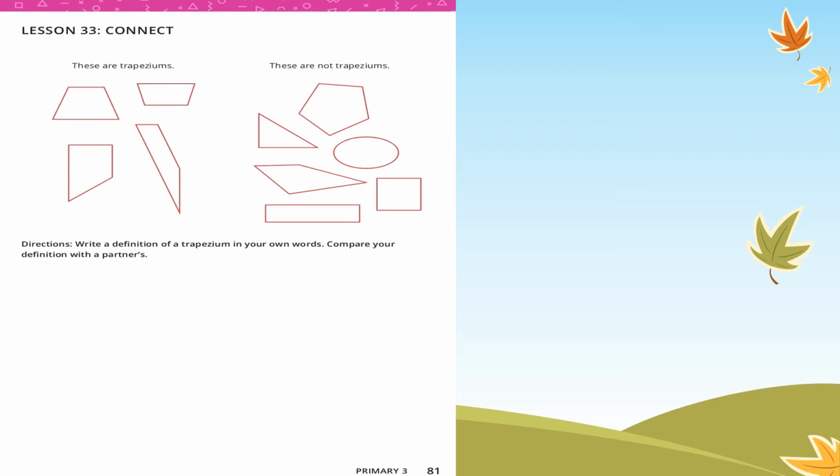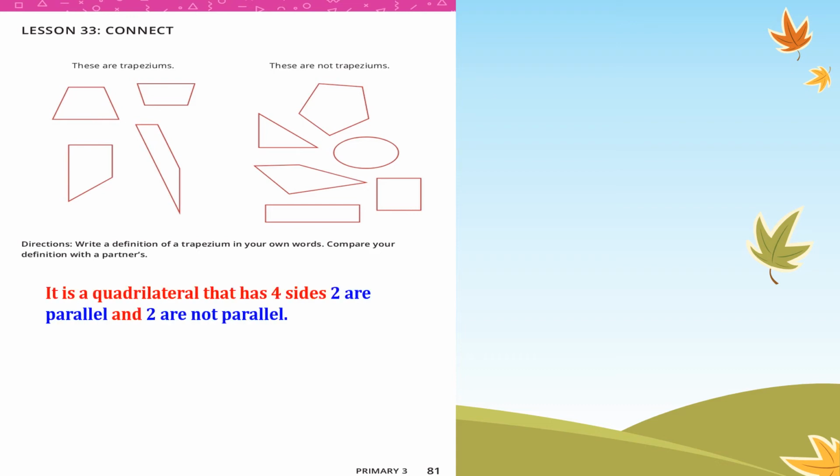And we said parallel means cannot meet. So each trapezium has two sides that can meet, so they are not parallel, and two that can't meet, never can meet, so they are parallel. So let's write the definition of trapezium. A trapezium is a quadrilateral that has four sides. Two are parallel and two are not parallel. And we said parallel means cannot meet.